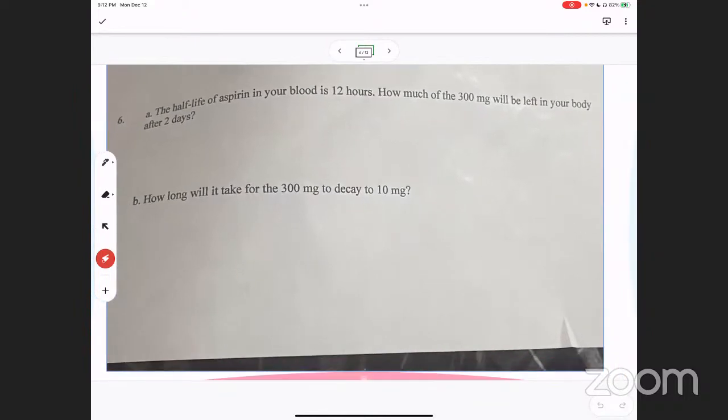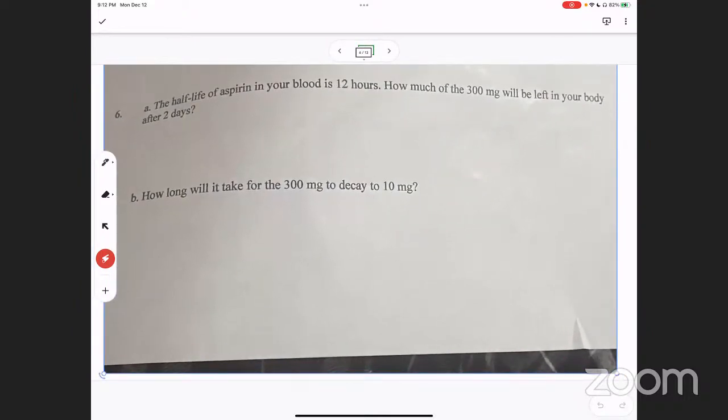The half-life of aspirin in your blood is 12 hours. That means I feel like we did this one together on Saturday, didn't we? Want to go over it again? Yeah, I did want to go over it again. The half-life of aspirin in your blood is 12 hours. That means in every 12 hours, half of it is going to go away. So I'm going to divide the number of hours, T, by 12, and I'm going to multiply that by 1/2.